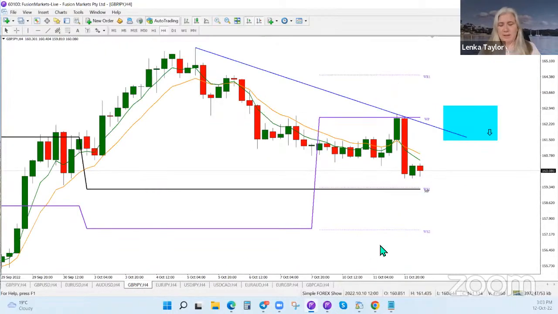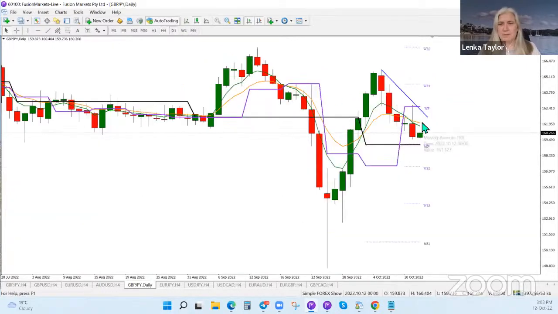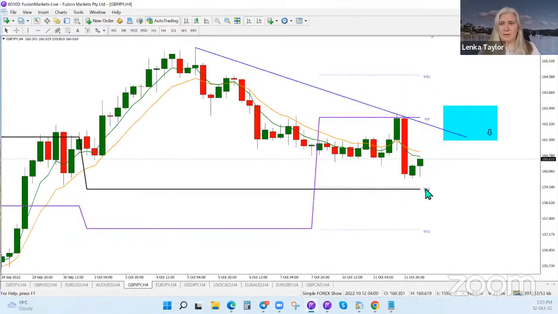Next currency pair is GBP/JPY. Here also looking for short opportunities. So we've had a big bearish engulfing, EMAs crossed, the price action is under the weekly pivot, but we do have the monthly pivot in the way. So I'm looking for price to go to the top of that trend line, or even the weekly pivot there, and then looking for short opportunities from there.